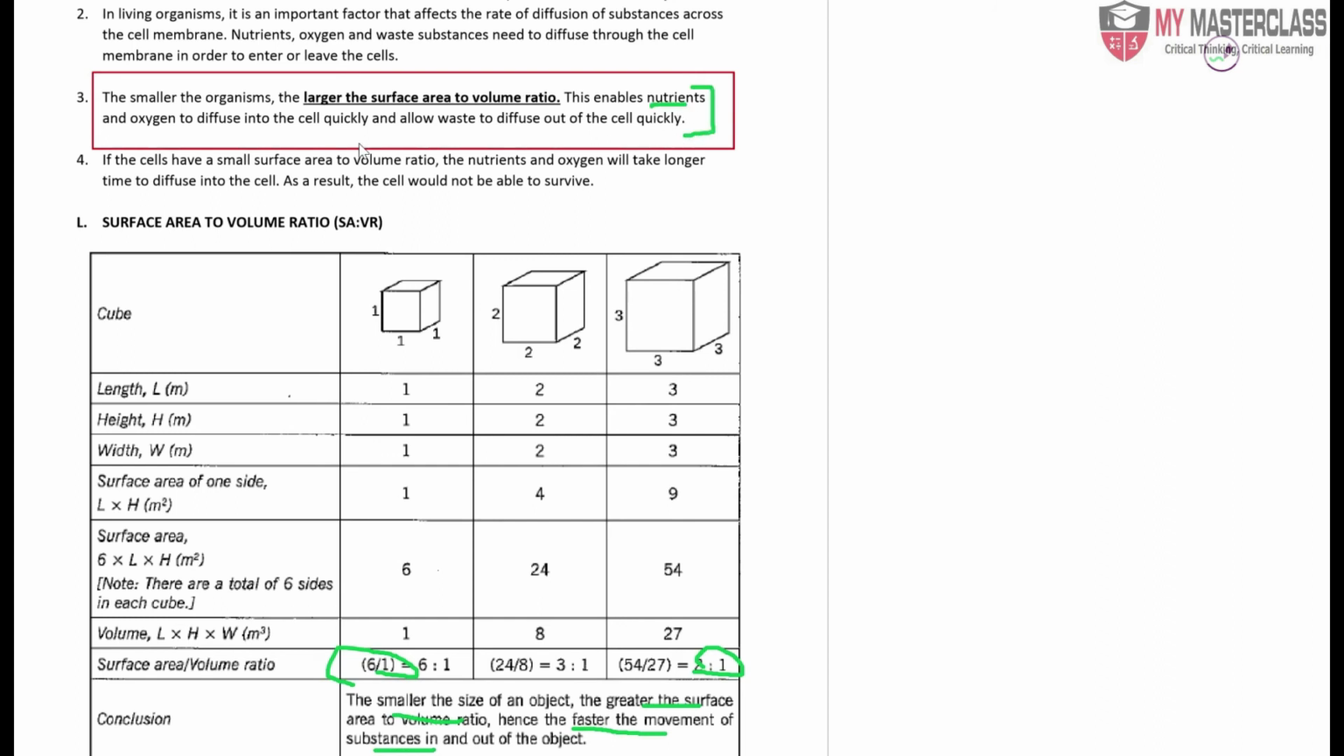It enables nutrients and oxygen to diffuse quickly into the cell, which is important because the cell requires them for respiration, photosynthesis, and other modes of energy making. At the same time, the cell also produces waste, not just in plant cells or animal cells, but in almost any type of cell. And the waste leaving the cell will be quicker, and that is required to prevent toxicity from building up.